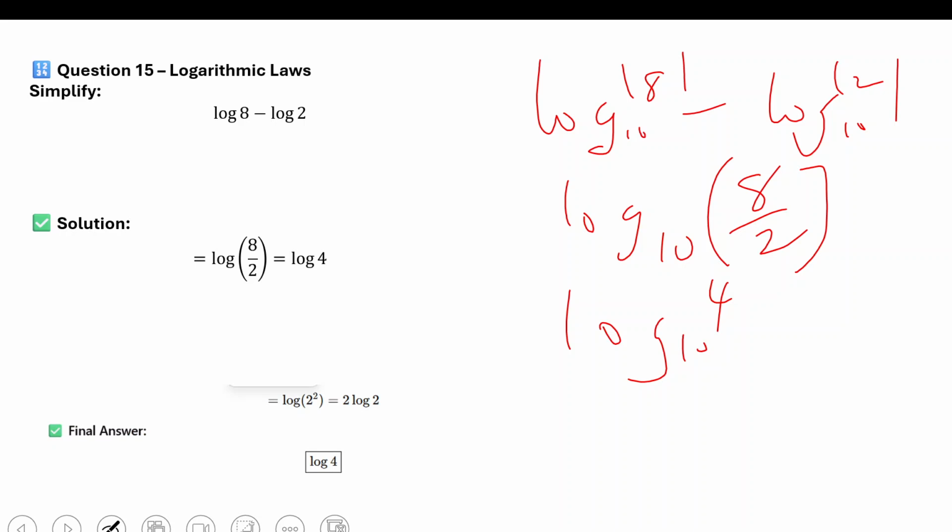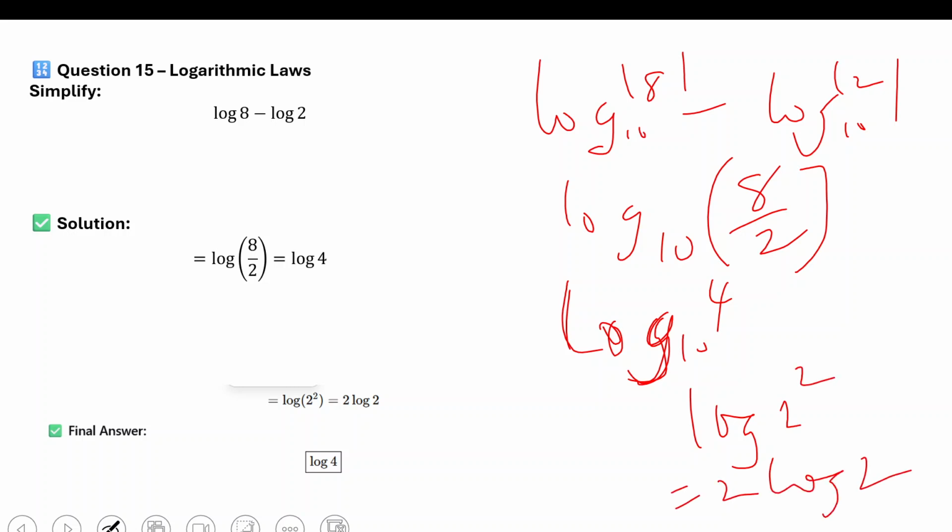We can even express this in terms of 2. You can ignore the base 10, just ignore the base 10. If you don't see base 10 written there, you know it's base 10, right? So log 4 is same thing as 2 raised to the power 2. It can be 2 log 2. So it depends on what you see in the options. If you are doing MCQ, that's multiple-choice questions, this and this are the same thing, right?